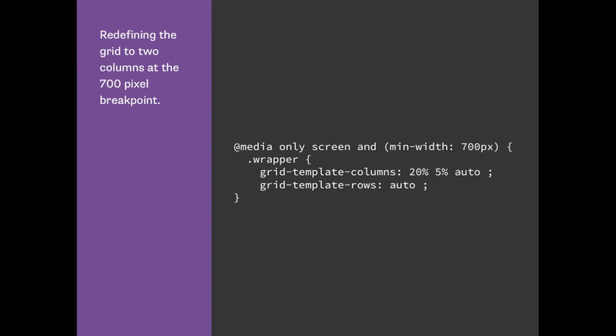So I'm redefining the grid again at the 700 pixel breakpoint. And this time I'm going to a 2-column layout. There's 3 columns there, which is a sidebar, and then a gutter column, the 5%, and then an auto stretching column on the right.